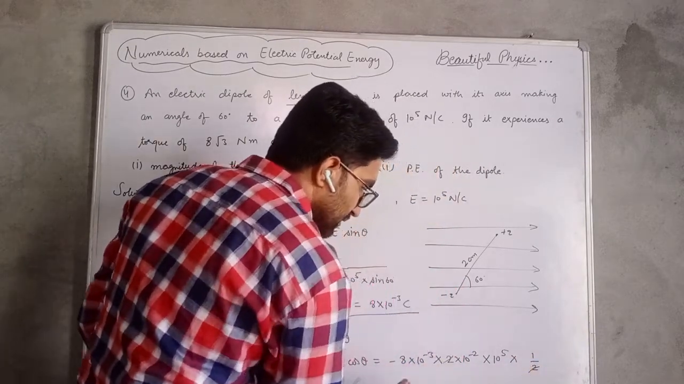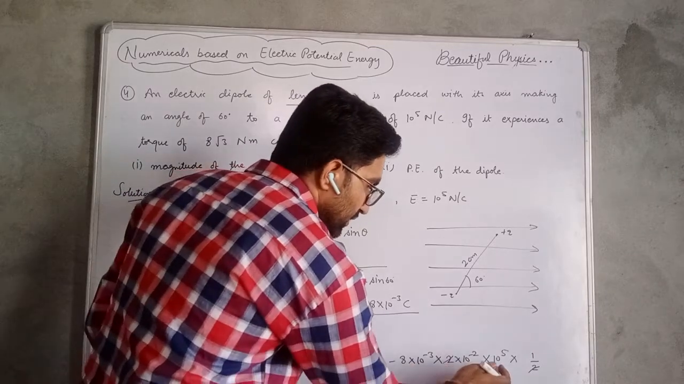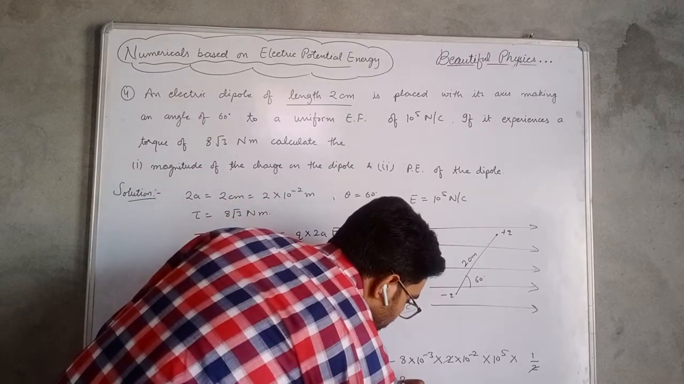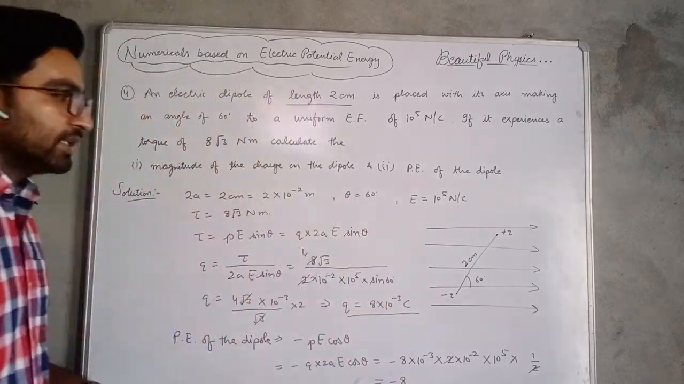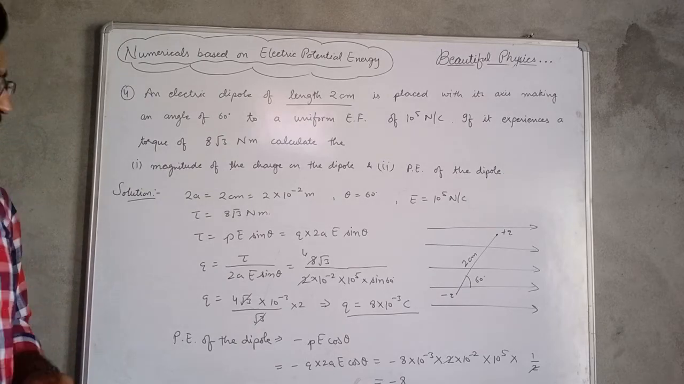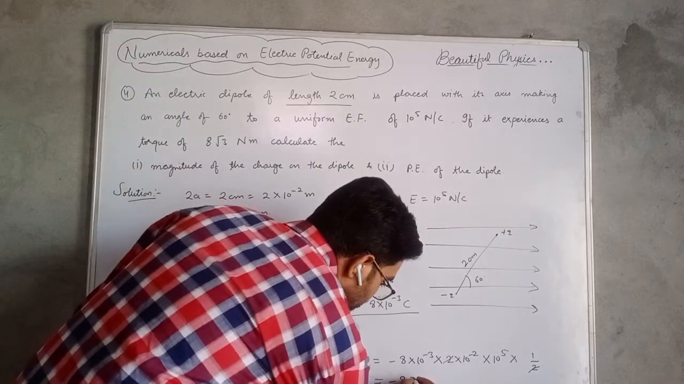These terms cancel each other, so we have 10 raised to power minus 5 and 10 raised to power 5, so the potential energy is equal to minus 8. And the potential energy of the dipole is minus 8, and the unit is joule.